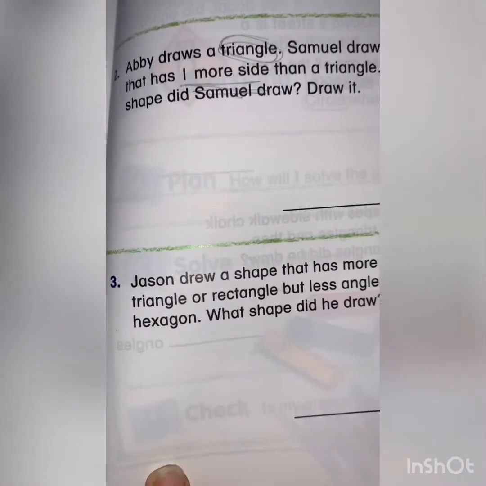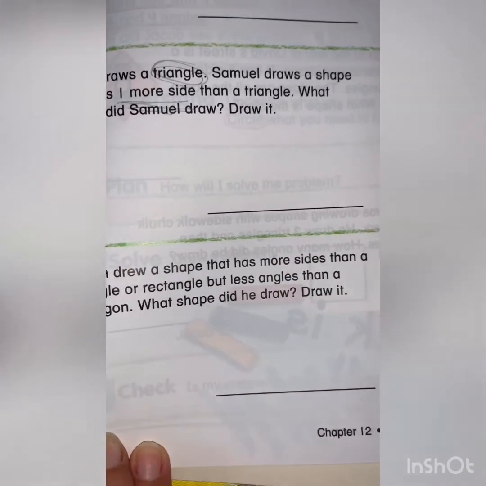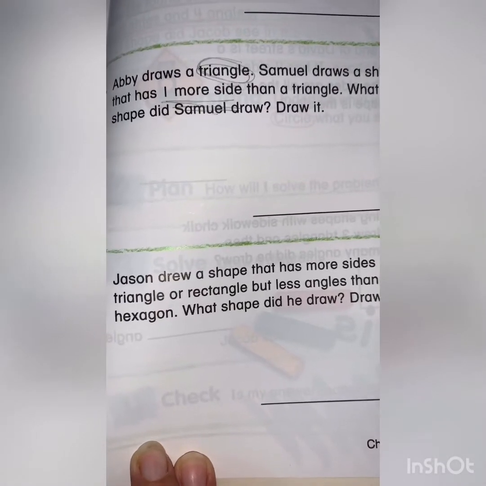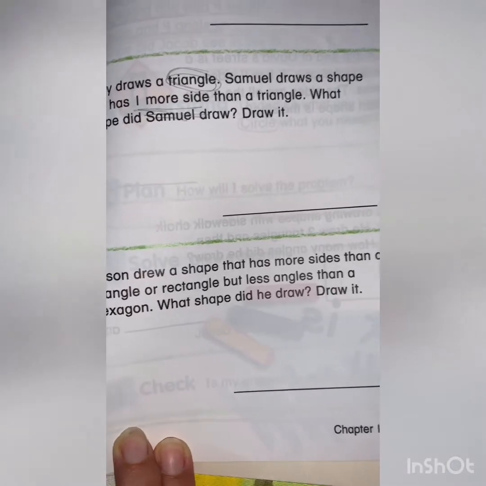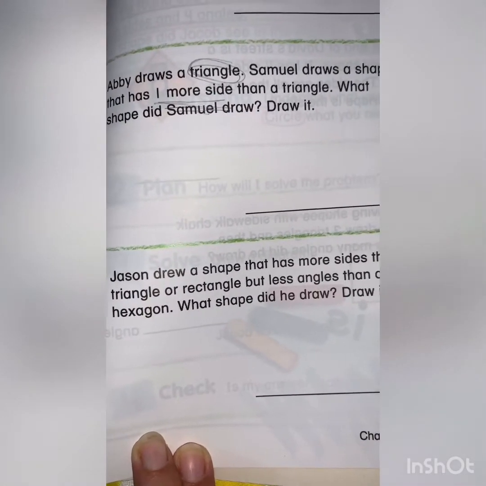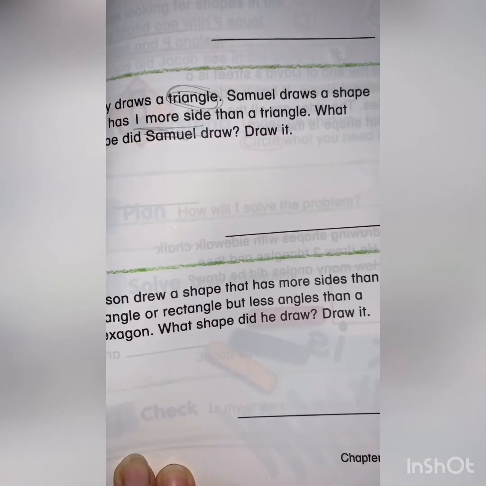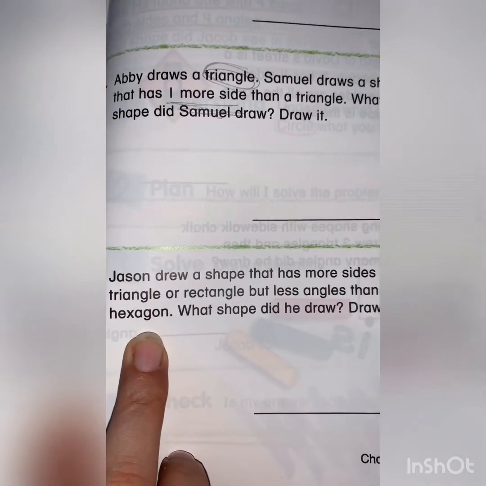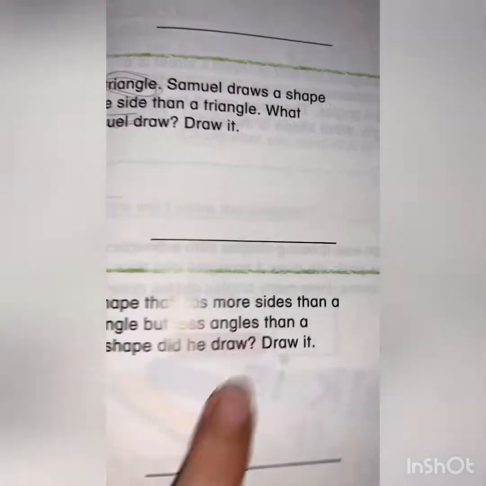As for number 3, here we have Jason drew a shape that has more sides than a triangle or rectangle. More than triangle and more than rectangle. It means that it's more than 4. But fewer angles than hexagon. So what shape did he draw? So it's not 4 sides, 4 angles, and it's not 6 sides, and not 6 angles as we know in the hexagon.